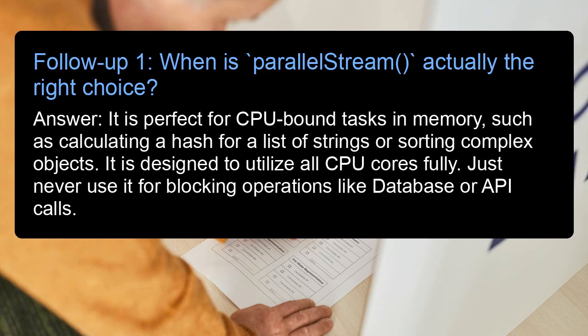Follow-up 1. When is parallelStream() actually the right choice? Answer: it is perfect for CPU-bound tasks in memory, such as calculating a hash for a list of strings or sorting complex objects. It is designed to utilize all CPU cores fully. Just never use it for blocking operations like database or API calls.